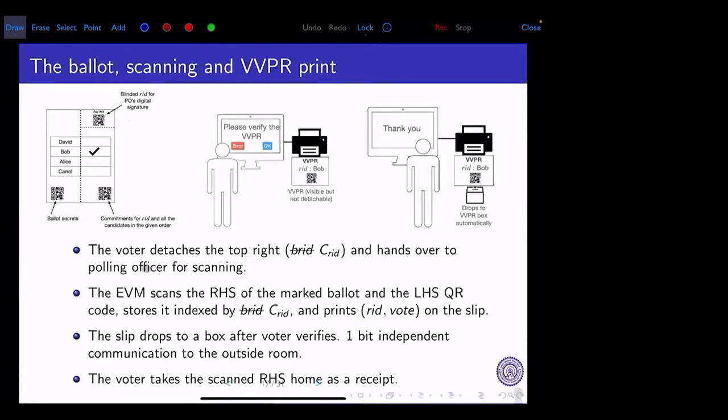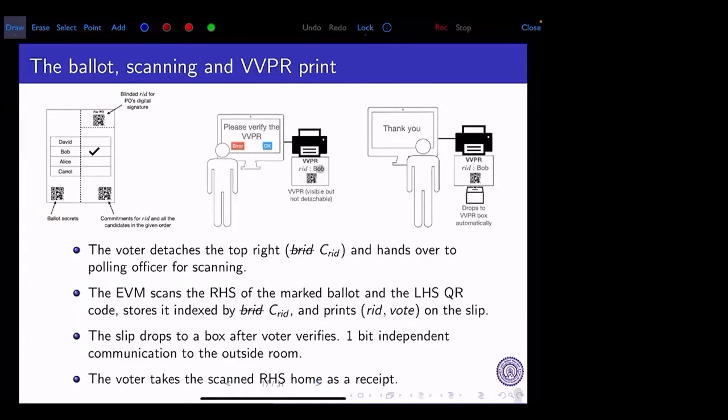What is the voting protocol? The voter detaches the top right part, this part, and gives it to the polling officer for scanning. So each ballot is indexed by the CRID, not BRID. I made a mistake out here, so read CRID. And the EVM scans the two QR codes and the vote of the marked ballot, stores it indexed by CRID, and prints the RID and vote on a VVPR slip. So it reads who you have voted for, it scans the two halves, it notes the RID from here, notes the CRID from here, and prints the VVPR slip. It's visible but not detachable.